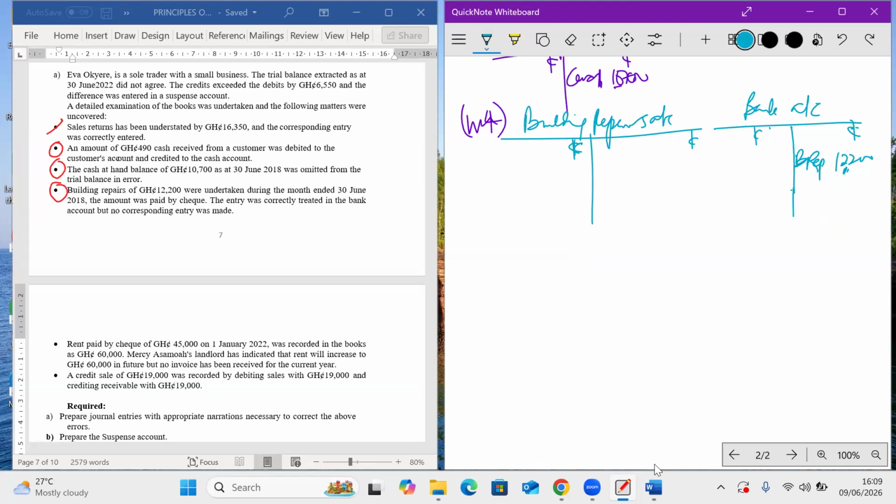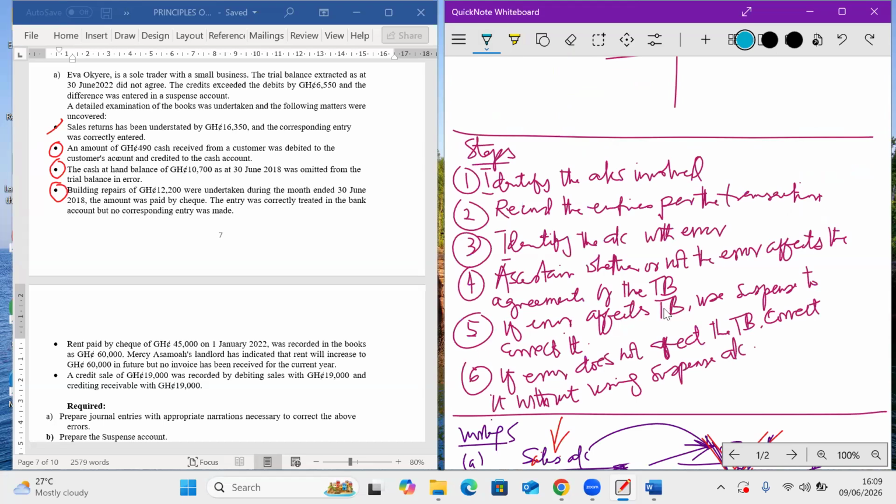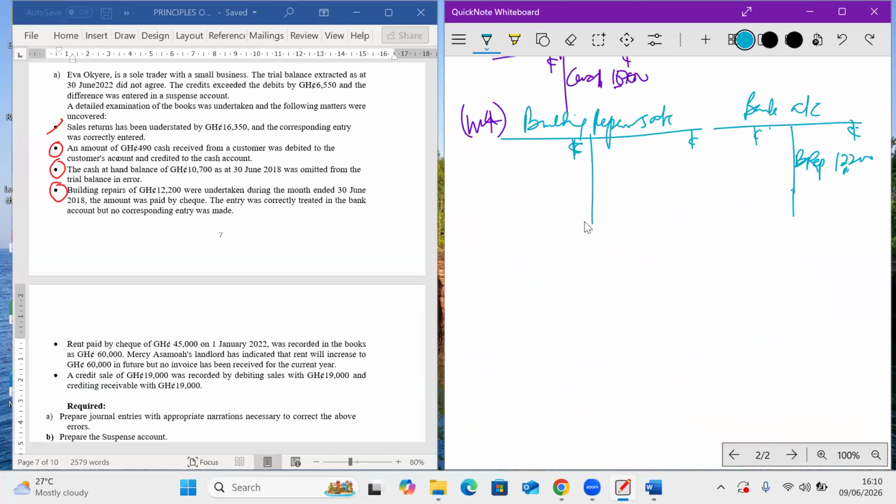So if the error affects the agreement of the trial balance, what do we do? Step 5: if the error affects the trial balance, use suspense to correct it. Yes, it does. I'll give you the reason. You look at the debits and credits, the double entry, then you look at the amounts, whether they are the same. So now that it affects the trial balance, we will introduce what? The suspense account. Remember that the bank account is correct. It doesn't have an issue. So we bring the suspense account. The suspense account is going to correct it.